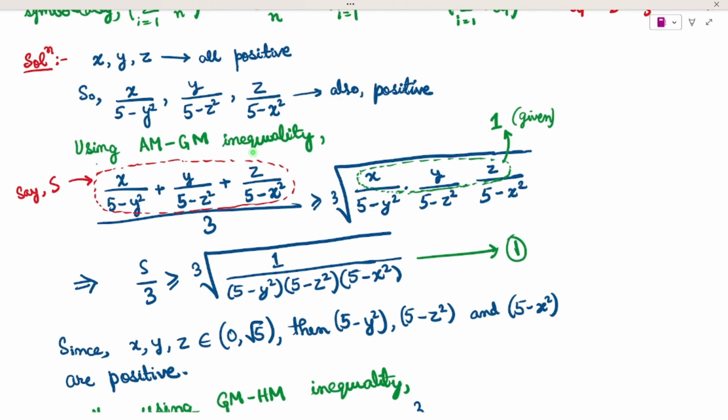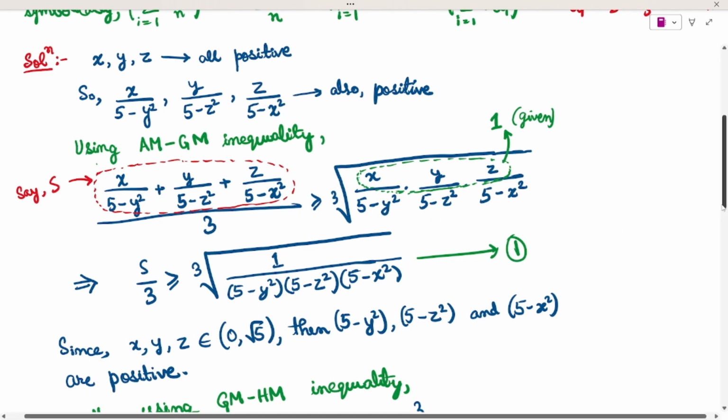Then we can apply the AM-GM inequality in this, stating that this is a1, this is a2, and this is a3. So (a1 plus a2 plus a3) by 3 has to be greater than or equal to the cube root of a1 into a2 into a3, right? Now, it has already been given in the question that xyz is equal to 1. So we put 1 here, and then see, it is very tedious to write this entire thing every time. So let us assume that this entire thing which we need to find is, say, s.